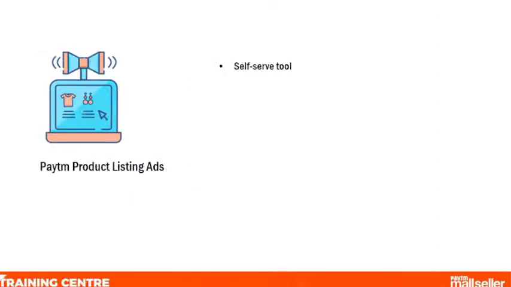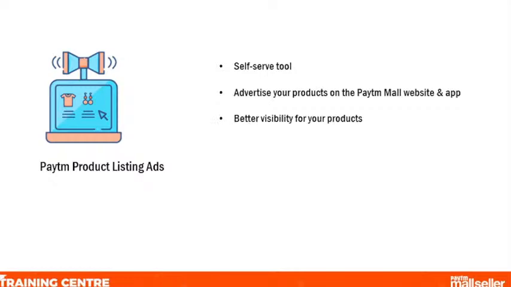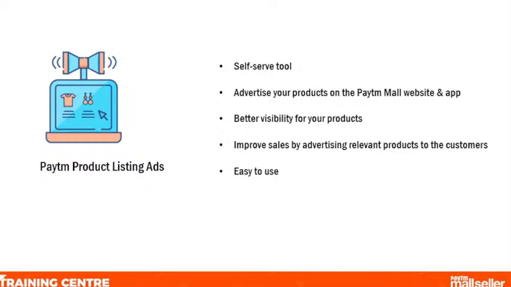It is a self-serve tool that helps you advertise all your live products on Paytm Mall website and on app. This helps you get better visibility of your product and improve sales by advertising relevant products to the customer. This is one of the easiest ways to stand out in the marketplace and ensure higher visibility with sponsored ads on 6 different pages on Paytm Mall app and web.